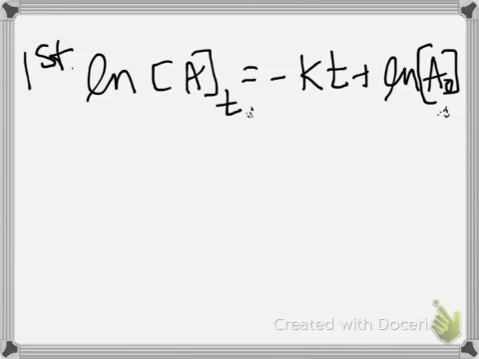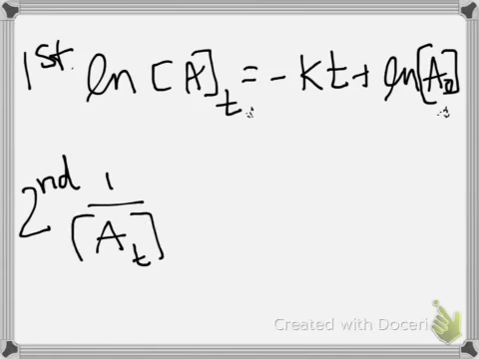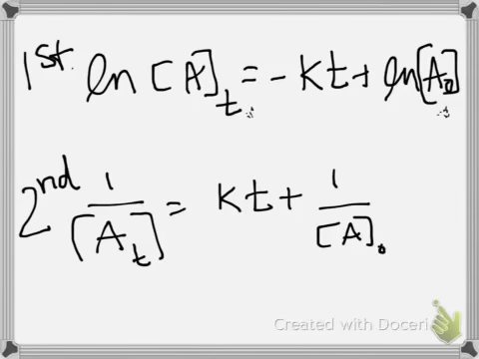The second integrated rate law that you're responsible for is for the second order process, and this is equal to 1 over the concentration of A at time t, and that's equal to kt, no negative in front of k, plus 1 over the initial concentration of A. These integrated rate laws give you a sense of how else you can calculate whether or not a process is first order or second order.